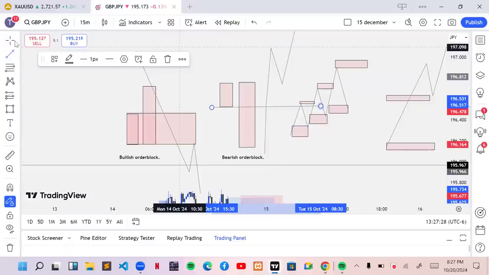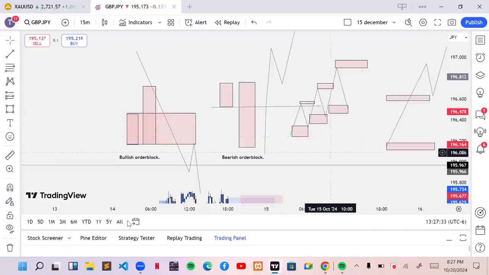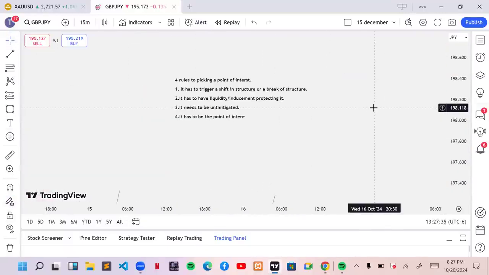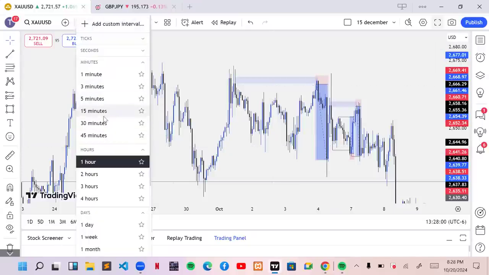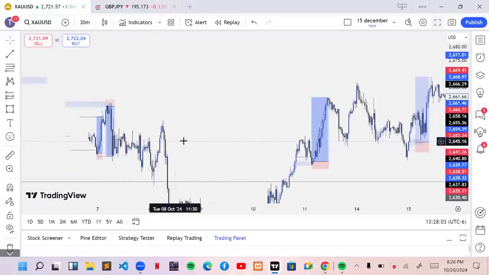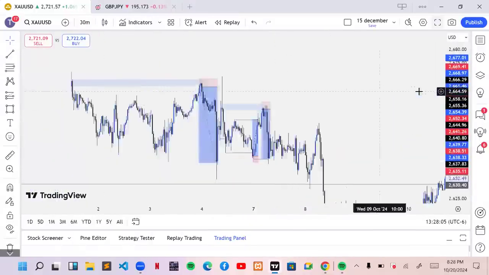Now, how do you know when to make use of which POI? How to know when to make use of the order block and how to know when to make use of the breaker block? There are four key rules I pay attention to when picking a point of interest so that I can know how to pick the valid one. Number one rule that I pay attention to is it has to trigger a shift in market structure or a break of structure. While I'm going through those rules, I'll be giving an example with a trade I took.